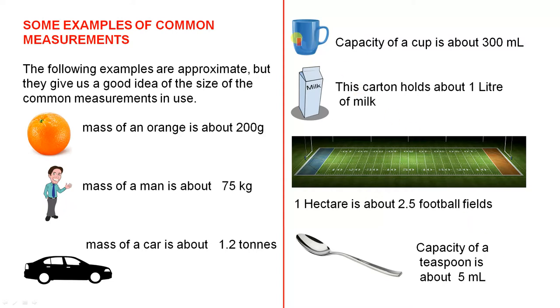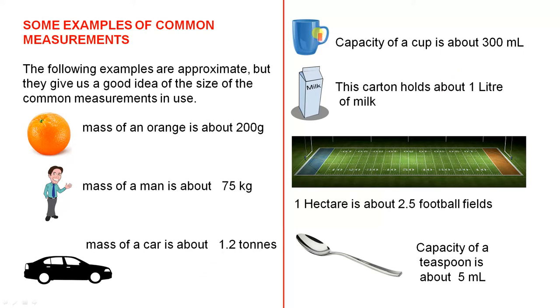Some examples of common measurements. The following examples are approximate, but they give us a good idea of the size of the common measurements in use. So if we take an orange, the mass of an orange is about 200 grams. A man, the mass of a man is about 75 kilograms. A car, the mass of a car is about 1.2 tonnes.